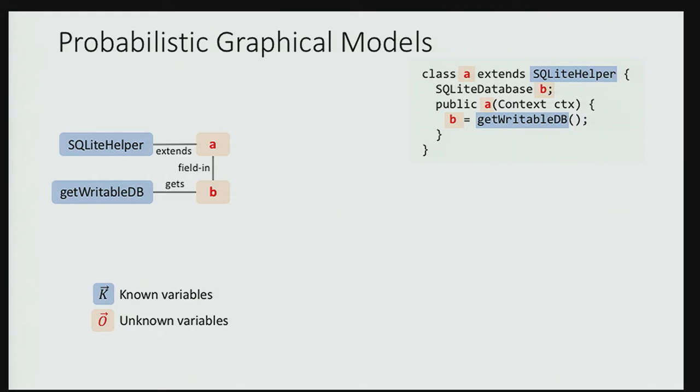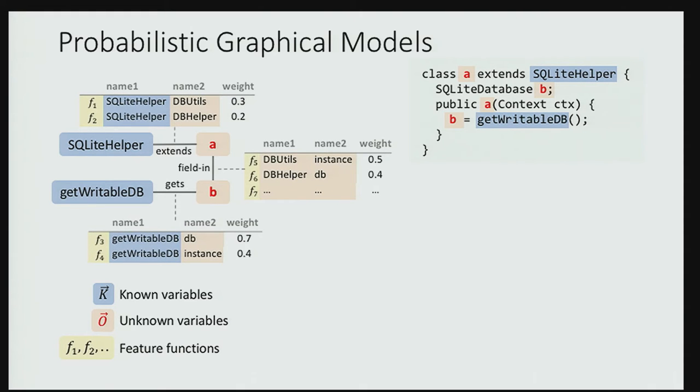These edges are then associated with different feature functions. What these feature functions do is define the candidate names that can be assigned to the random variables, and they also define the likelihood of these names. For example, on the top we have two feature functions, and they say that we have two possible names that we can assign to the variable A. We can call it dbutils, and the likelihood here is represented by the weight of that feature, which is 0.3. We can also call it, according to the second feature, dbHelper.